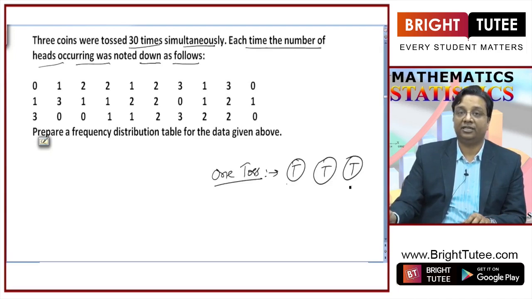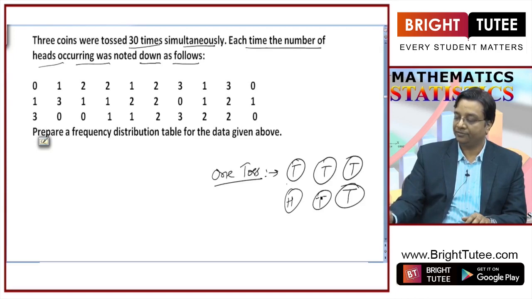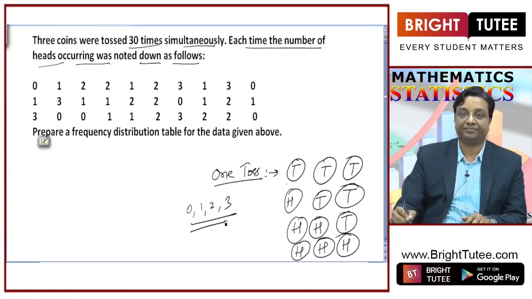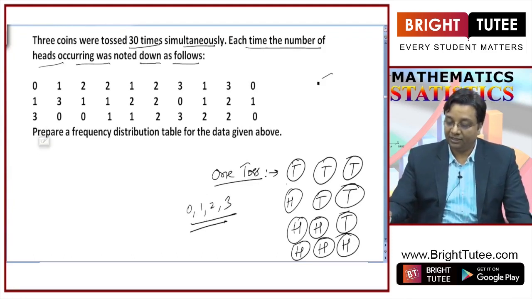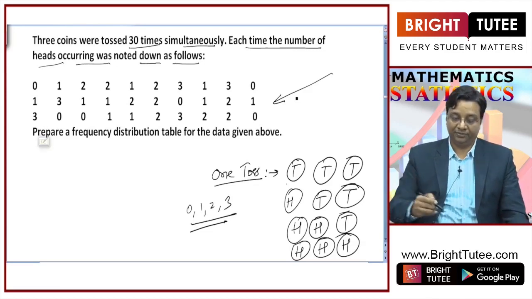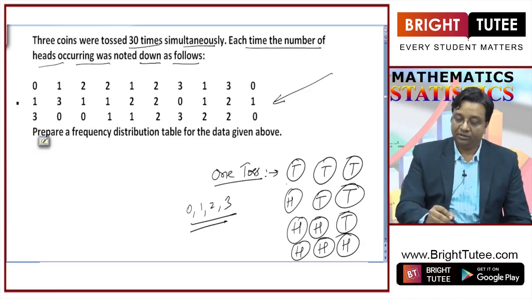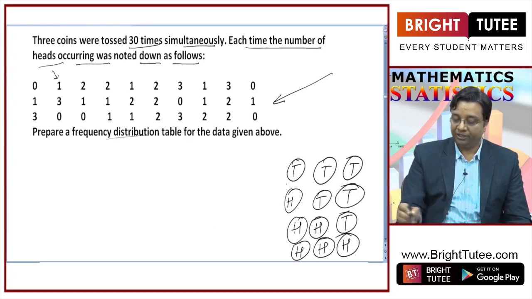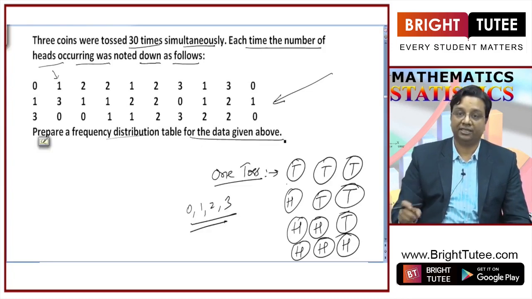So how many heads did you get here? 0. Or you can get 1 head and 2 tails, right? You can get 2 heads and 1 tail, or you can get all heads, that is 3 heads. So the number of heads you can get is 0, 1, 2 or 3. And these are 30 such tosses. In this toss you got 0 heads, in this one you got 1 head. On any of these coins it can be. So we need to prepare a frequency distribution table for this data.